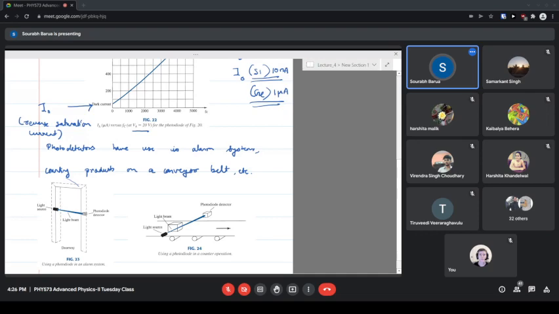Sir, here we are using drift. Due to drift, this will be increasing. Sir, in case the depletion layer is increasing, the electric field inside will be decreasing, no? Due to the decreasing of the electric field, drift also will be decreasing.